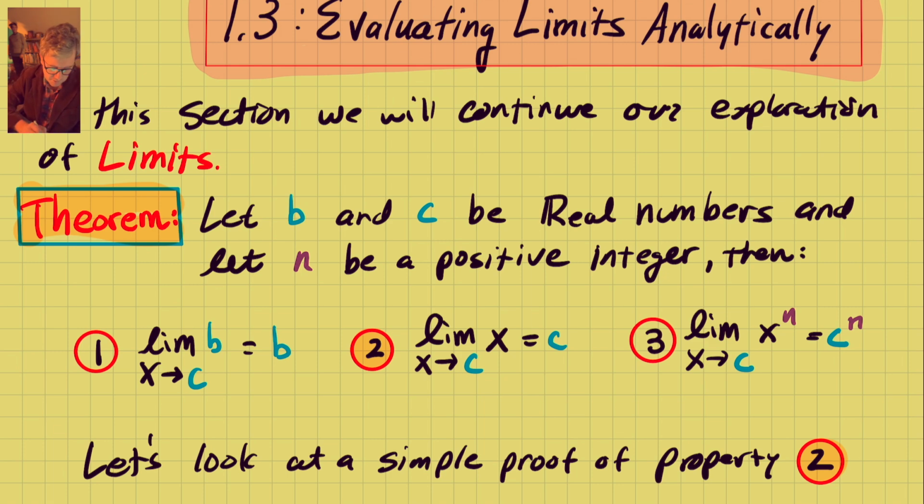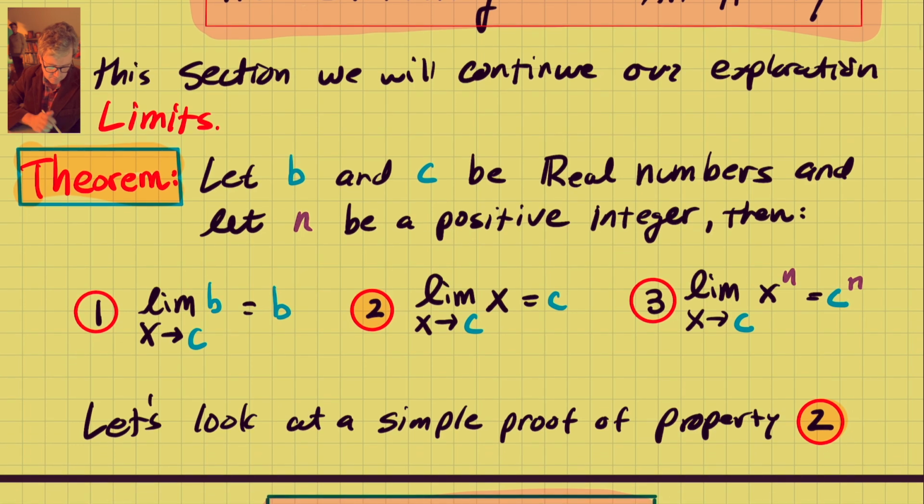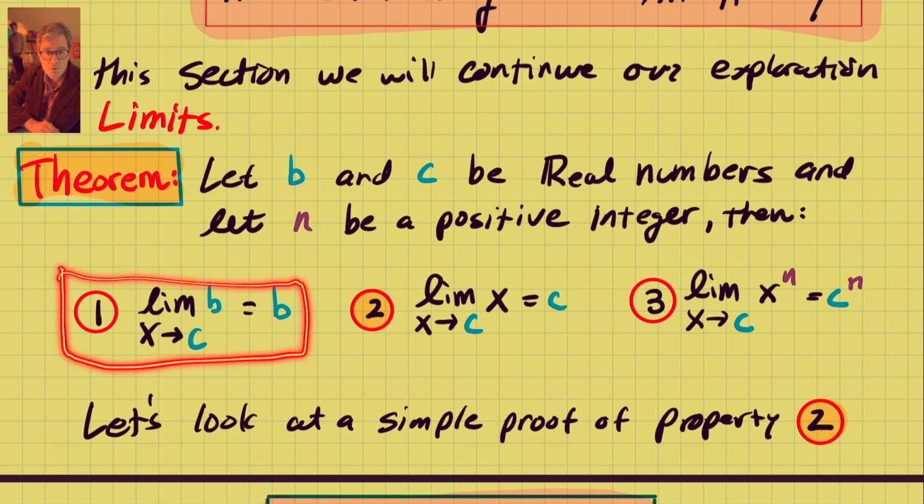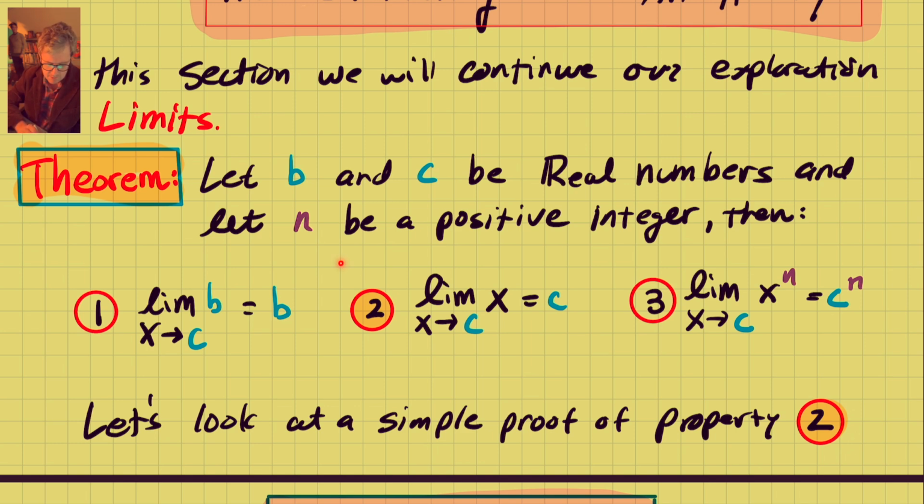The first one says, let b and c be real numbers and let n be a positive integer. Then these three very simple limits are covered by this theorem. The limit as x approaches c of a constant function b is just equal to the value of the constant, b. The limit as x approaches c of the identity function x is just equal to c.